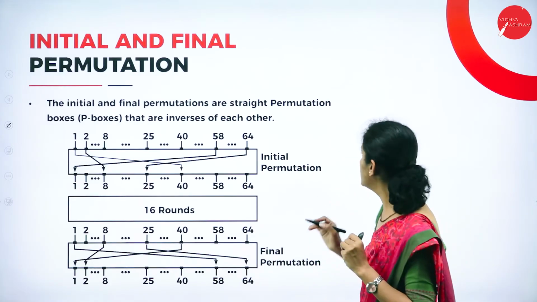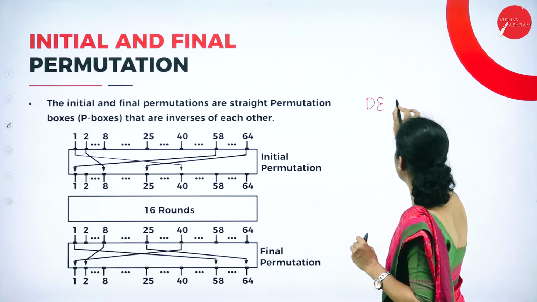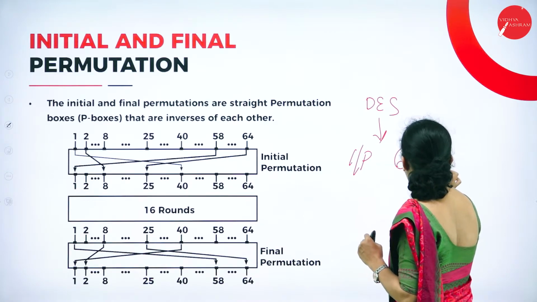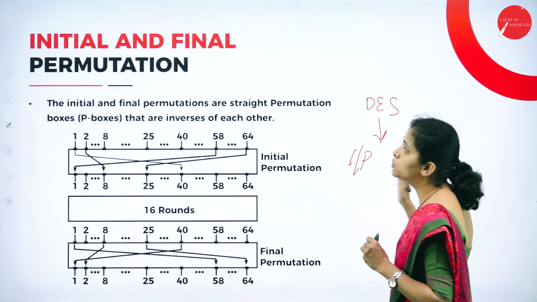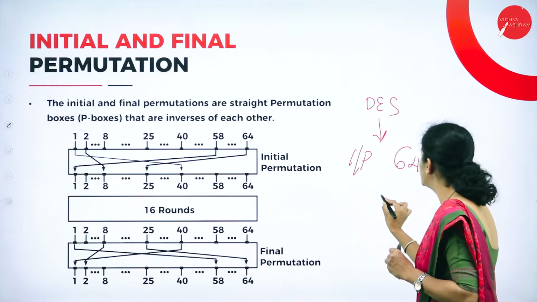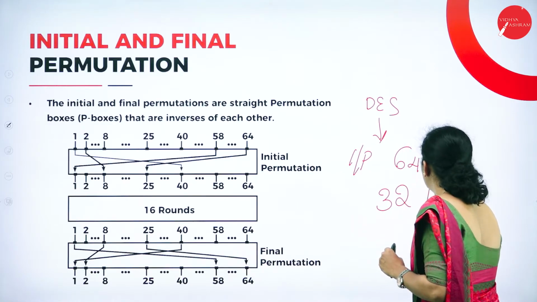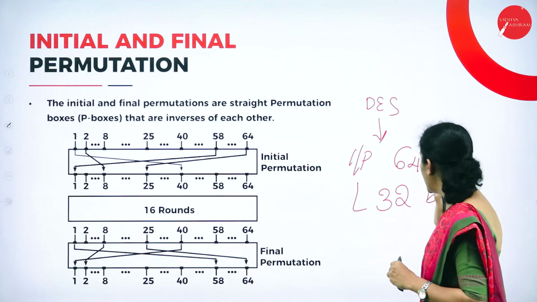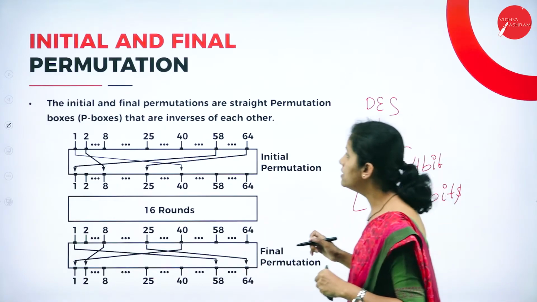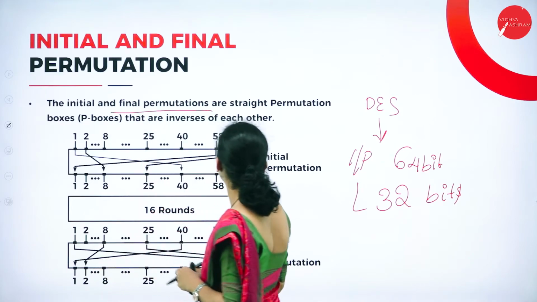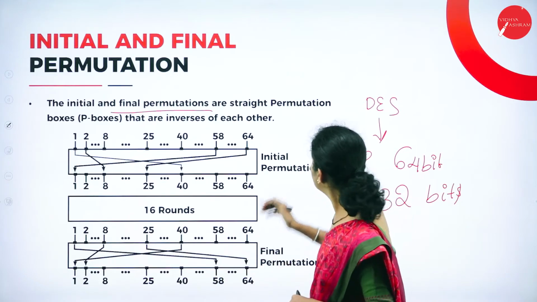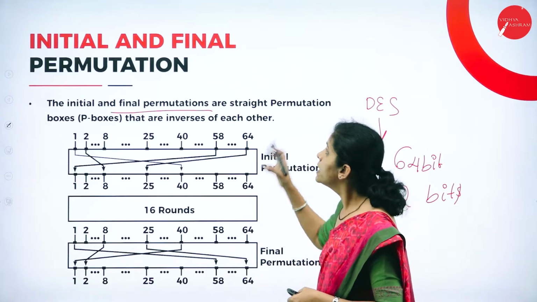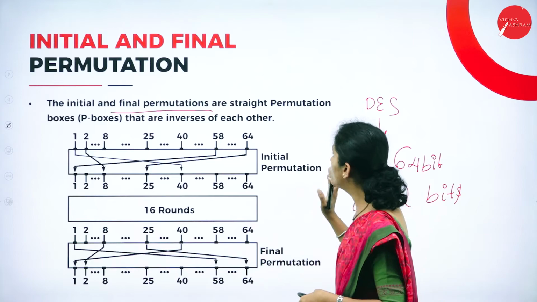Dear student, just remember here that if I consider DES, what is the input size? It is 64 bits. And when I apply the 64 bits to the initial permutation, the 64 bits are divided into two 32 bits, that is left half 32-bit and right half 32-bit. Here the initial and final permutations are straight permutations, that is called P box, and they are inverse to each other.